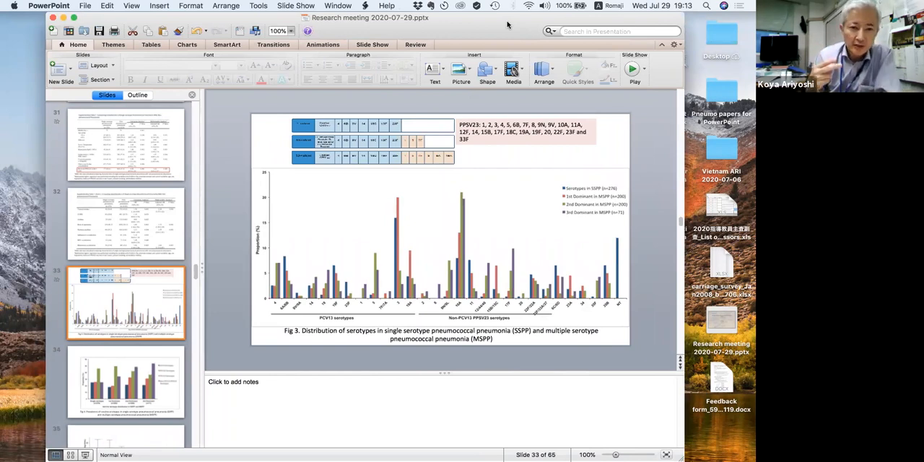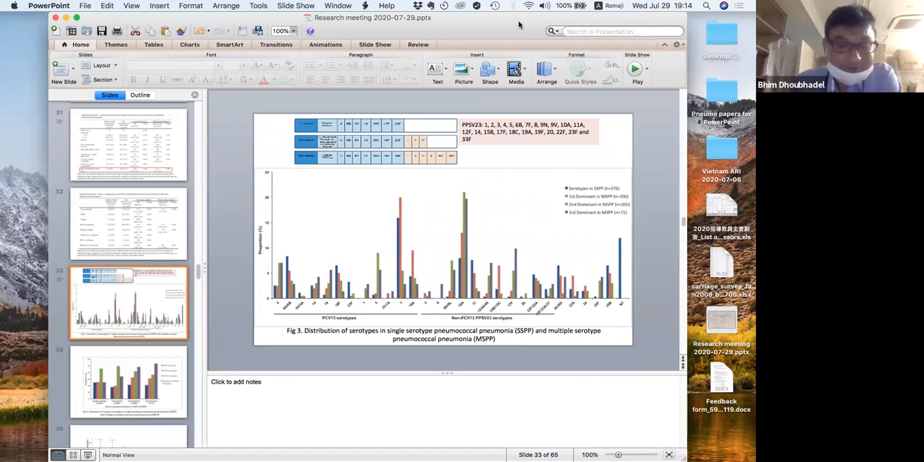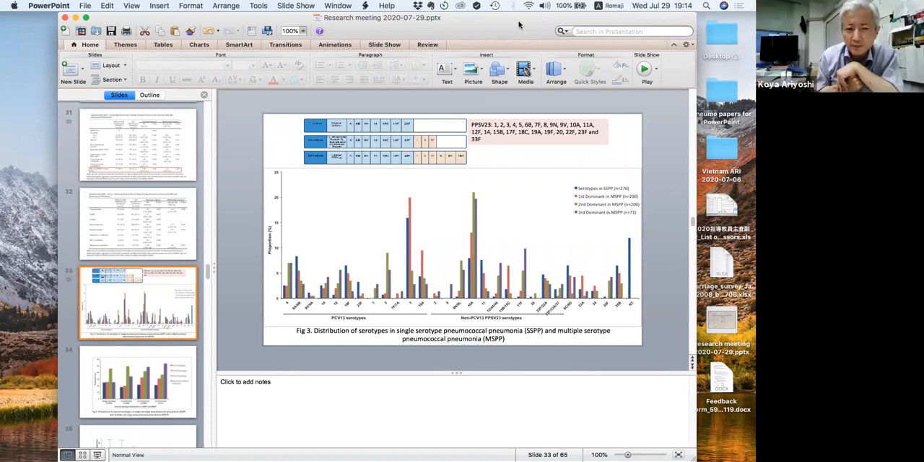And second, if we apply this very sensitive nanofluidic technique, we can see a far higher proportion of individuals carrying multiple serotypes. Try to demonstrate it in the clinical outcome. So that's my comments. Thank you.